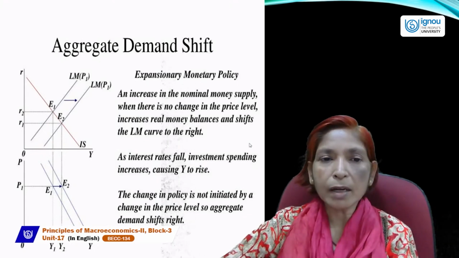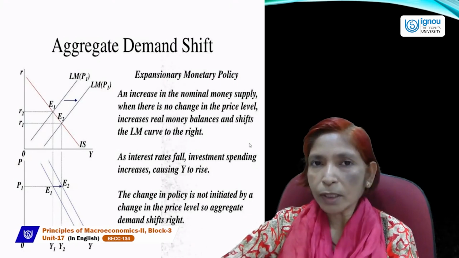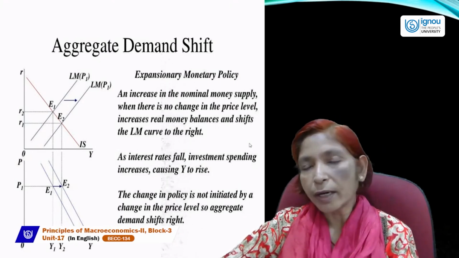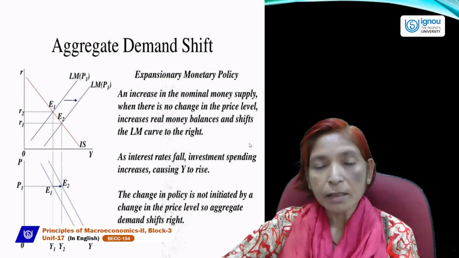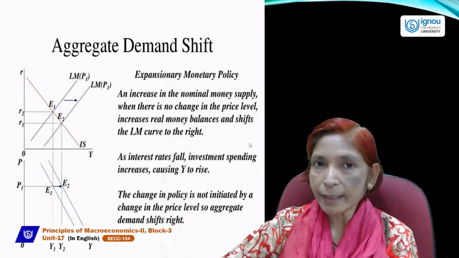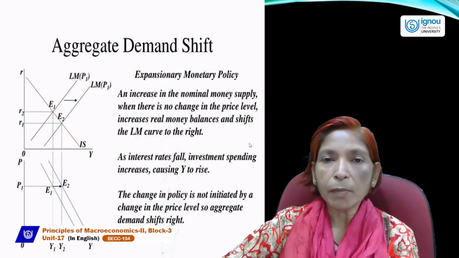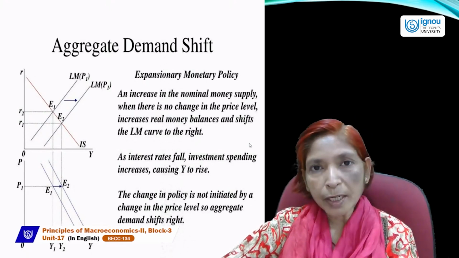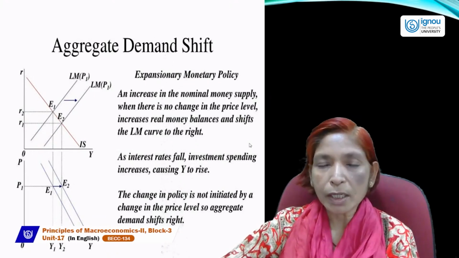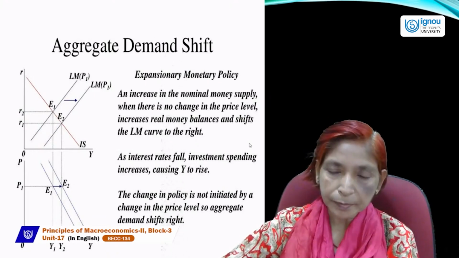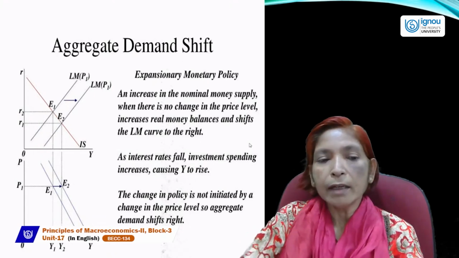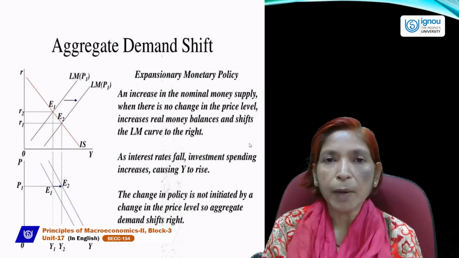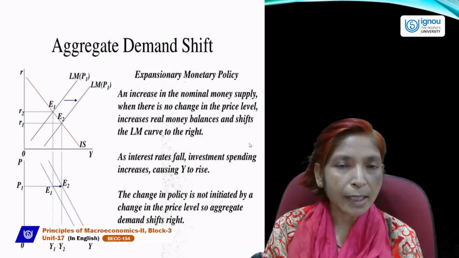So aggregate demand can shift either due to the change in fiscal policy or change in monetary policy. But aggregate demand shifts to the right hand side when the government follows expansionary fiscal policy and RBI also follows expansionary monetary policy. If RBI follows contractionary monetary policy, then the aggregate demand curve will shift to the left hand side.